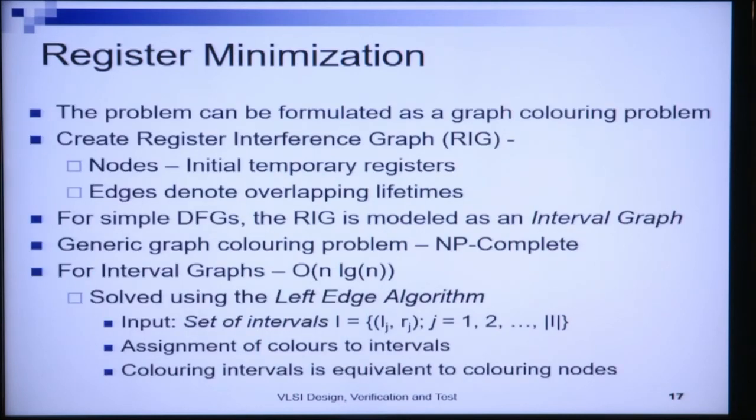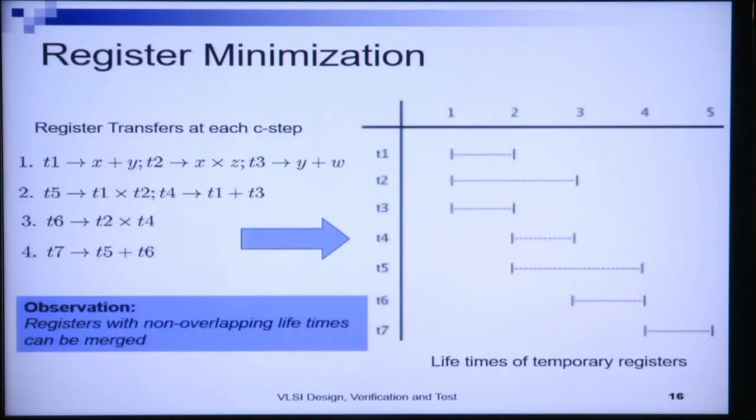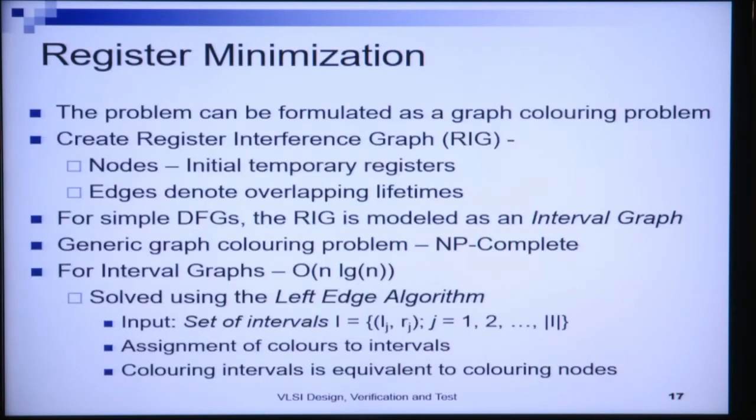So, the algorithm that we have can be formulated as a graph coloring problem. So, this is a register conflict graph. This register conflict graph is also called a register interference graph. Now, the register interference graph has nodes as the initial temporary registers. The edges denote overlapping lifetimes, right.